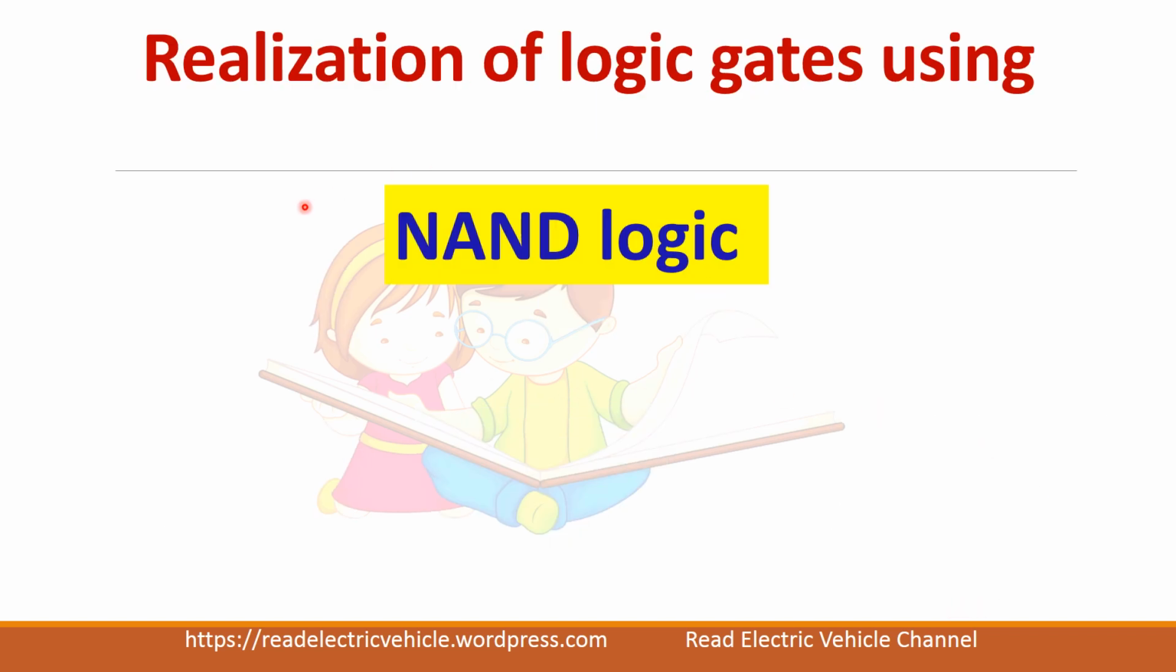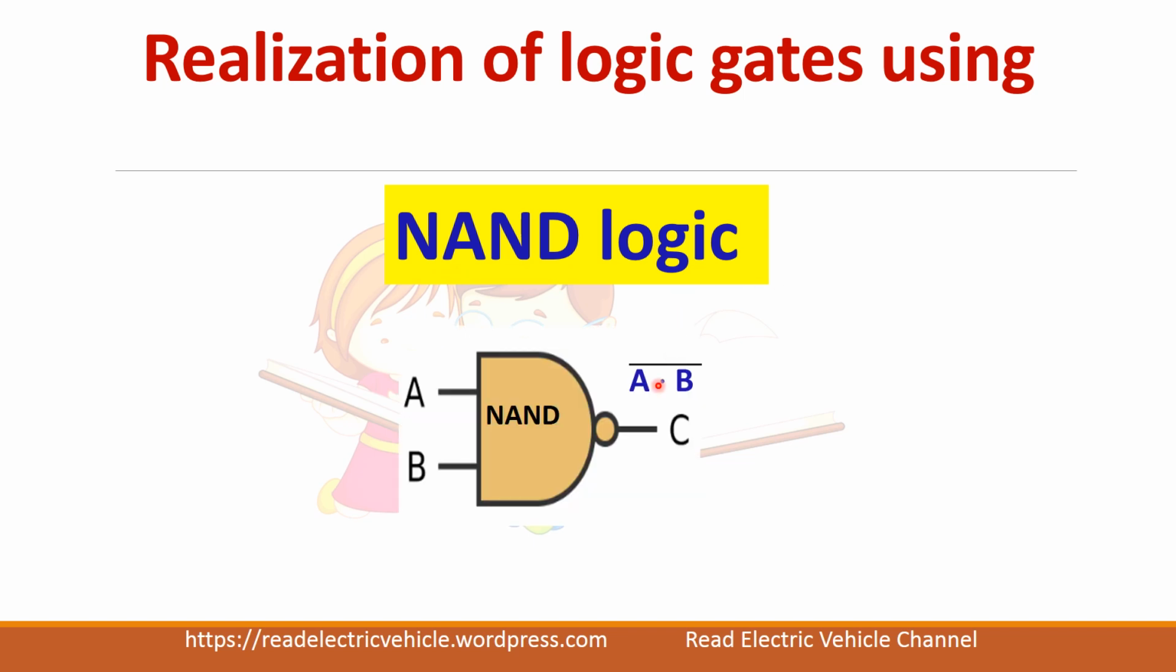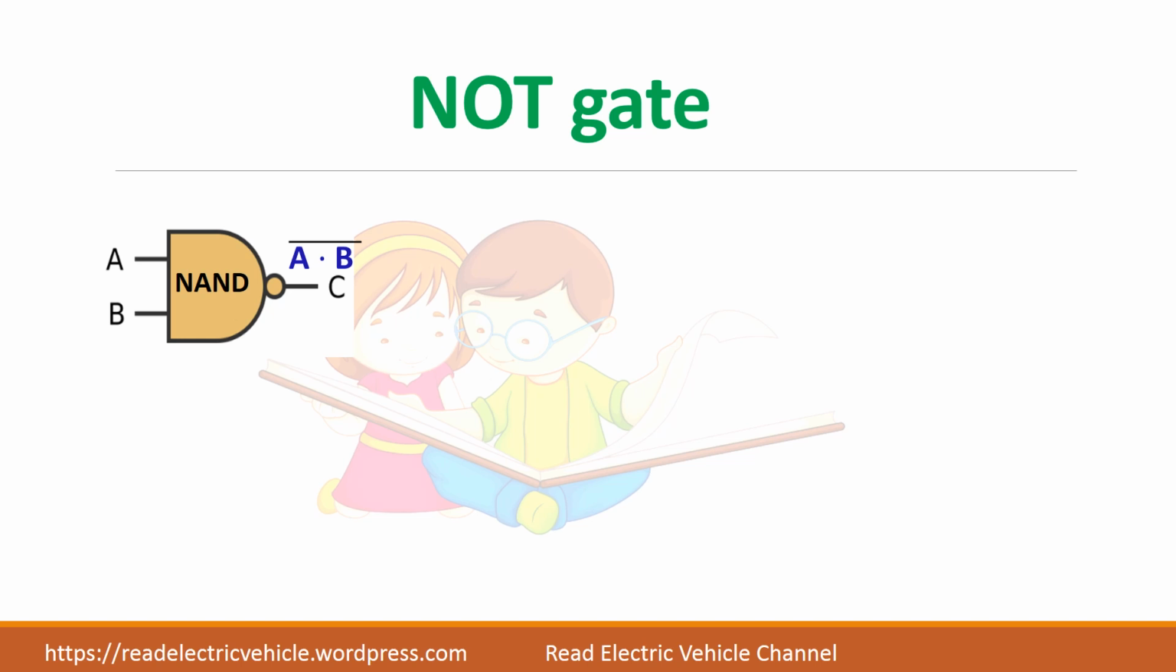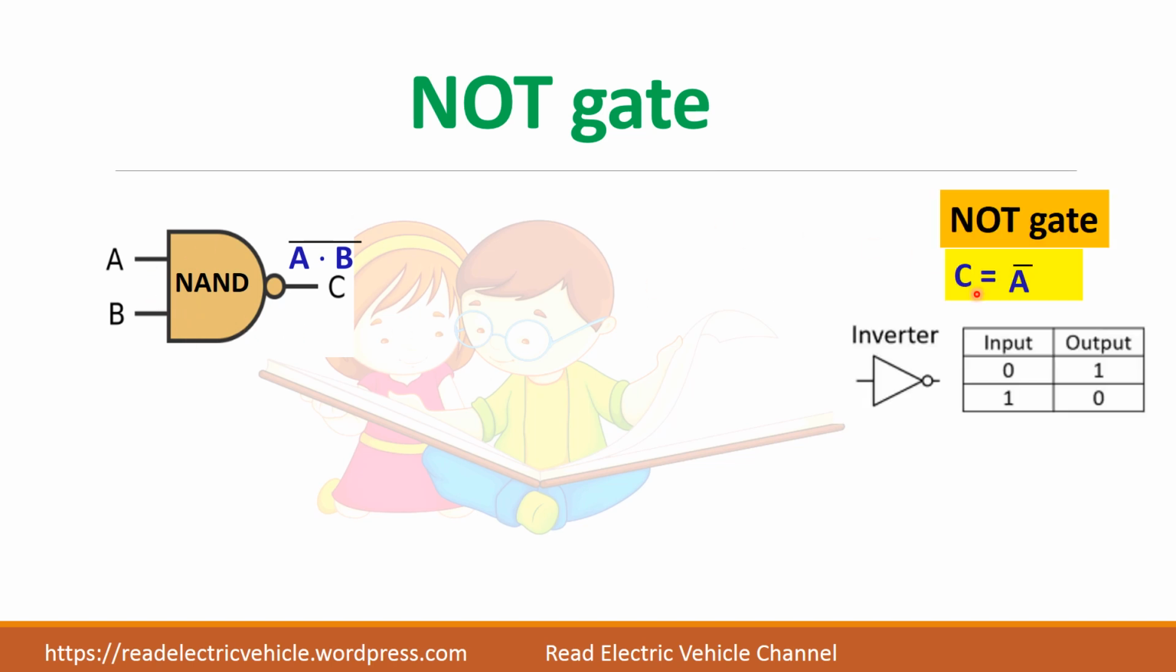First, let us realize the logic gates using NAND logic. So this is the NAND gate. We are going to build NOT gate, AND gate and OR gate. First, let us build a NOT gate. For a NOT gate, we know whatever input we give, it should produce an inverted output. If I give a 0, I should get 1 as output.